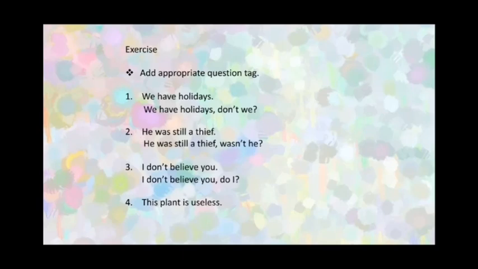Next sentence. This plant is useless. This plant is useless, comma, isn't it? Here the sentence is in the positive form, so the tag is negative, that is, isn't it? And always end with a question mark.